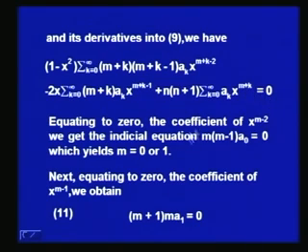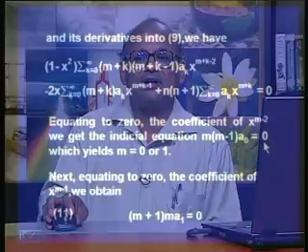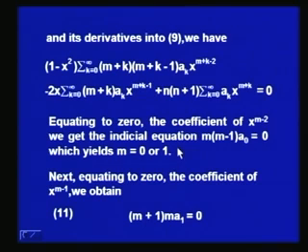When we equate the coefficient of x^(m−2), that is the lowest power of x which occurs in this equation, we will get the equation m(m − 1) a0 = 0. This equation is known as the indicial equation. This equation tells us that the values of m are 0 and 1, since we have assumed that a0 is not equal to 0.